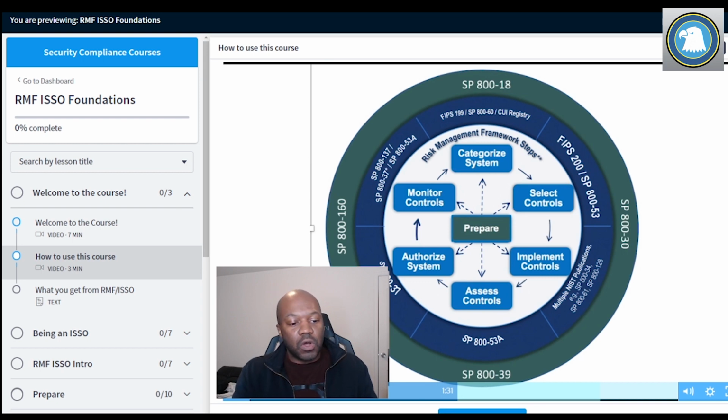We've looked at the controls. We've had a third-party assessor come in and audit the controls. They're in place. We've documented everything. I approve this system. The last step that you see there is monitor controls.